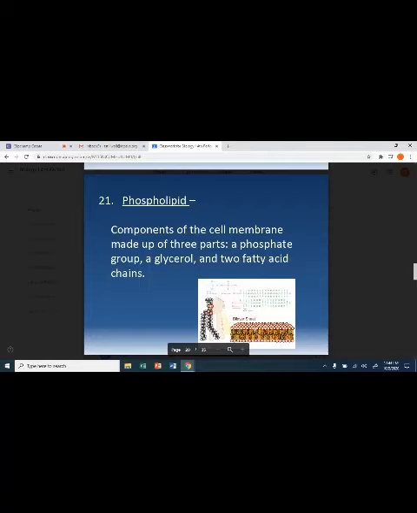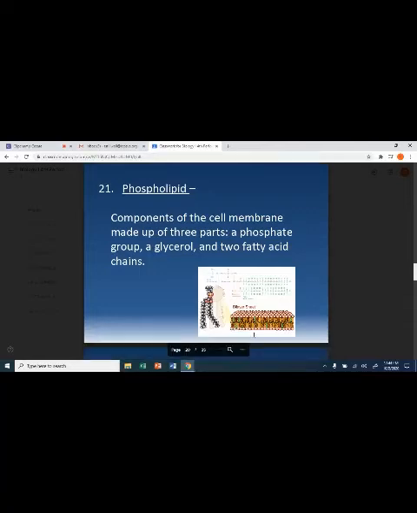In this picture right here, we have a lipid bilayer cell membrane. Each of these little red balls with yellow squiggly tails, okay, that's a phospholipid. Two layers with the tails pointing into each other.